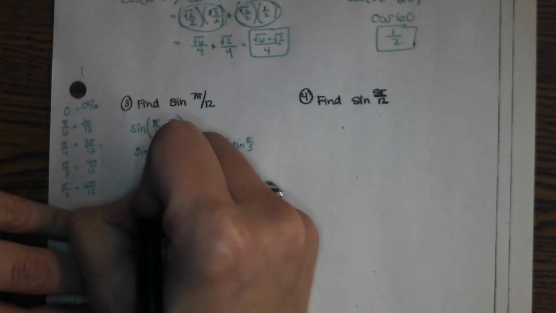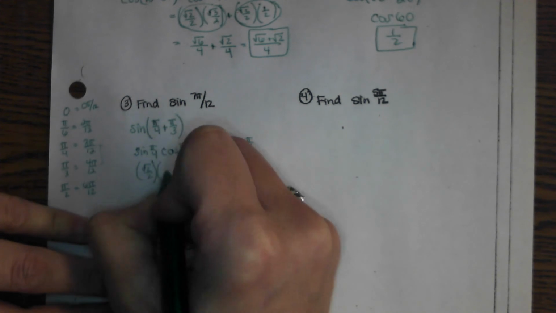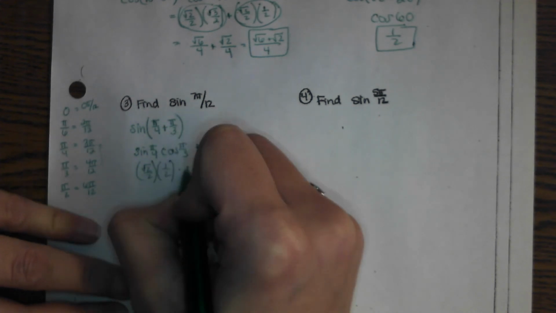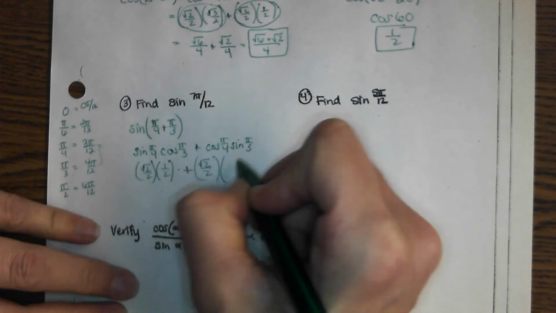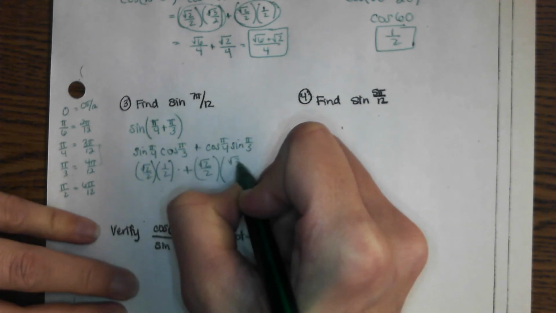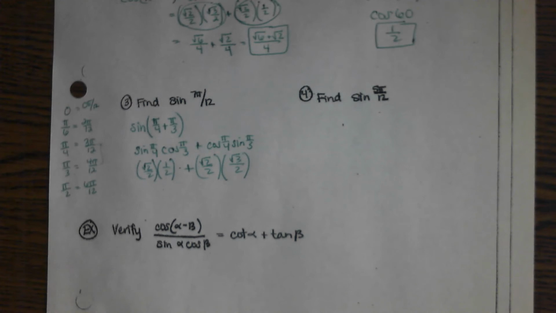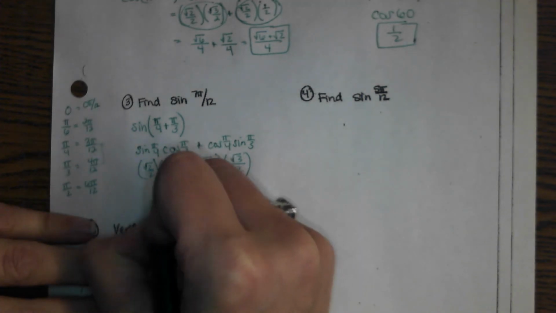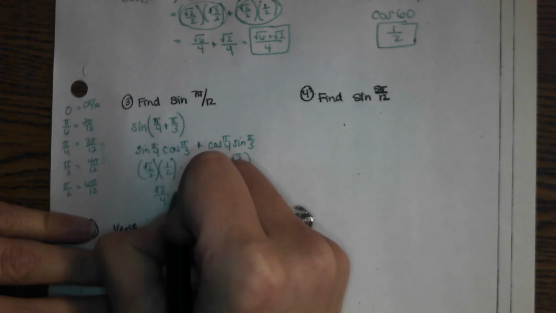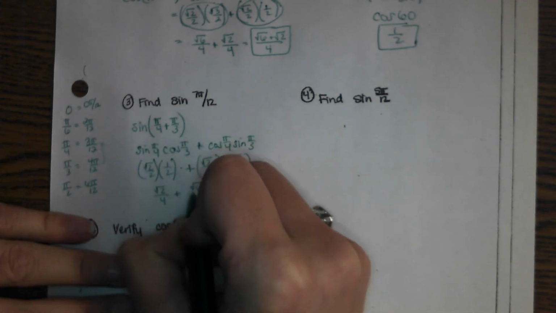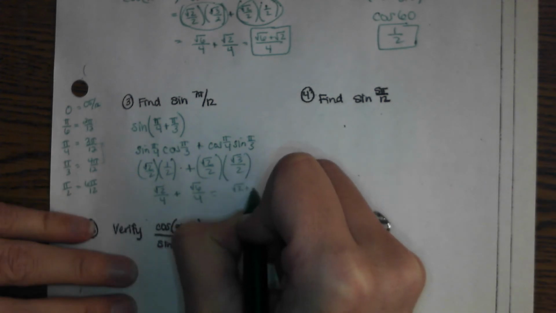So we have root 2 over 2, 1/2, root 2 over 2, root 3 over 2. So we get root 2 over 4 plus root 6 over 4, root 2 plus root 6 over 4.